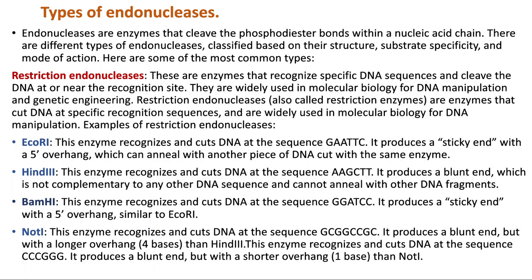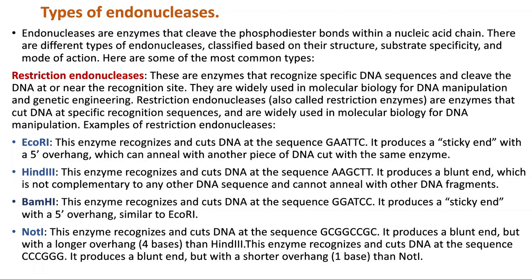It must recognize a sequence. For instance, the EcoRI enzyme recognizes and cuts DNA at the sequence GAATTC. What GAATTC means is that if it recognizes a sequence of guanine, adenine, adenine, thymine, thymine, cytosine, it will cut.